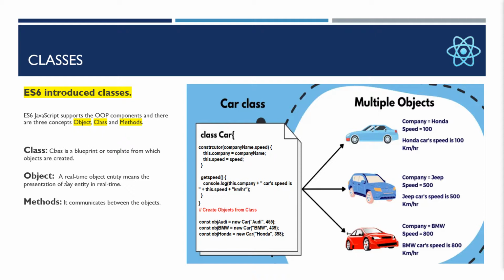Then we have the object. An object is a real-time entity, meaning a presentation of any entity in real time. Like we have a car, and you can see here the car is one class, but we can have multiple object entities. We have a Honda car, we have a Jeep, we have a BMW, and so on. So a class can have multiple objects, but we can only write the class once. Also, an object is an instance of a class, and an object is a physical entity.